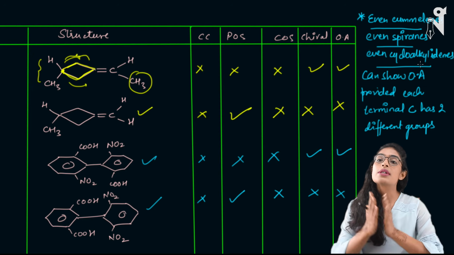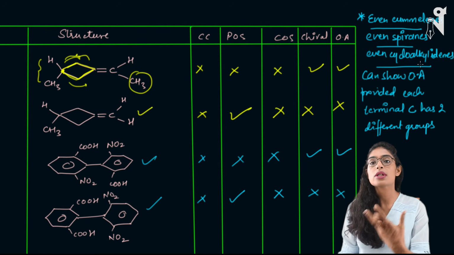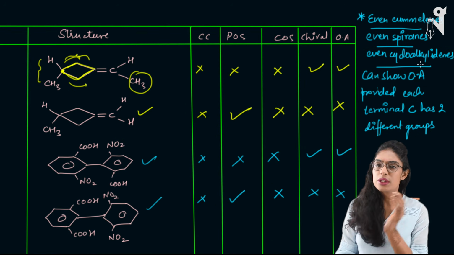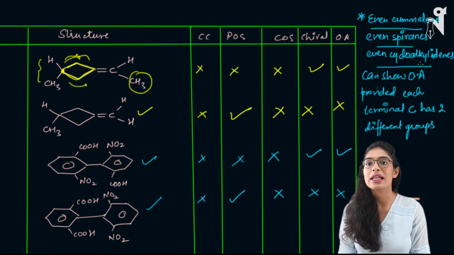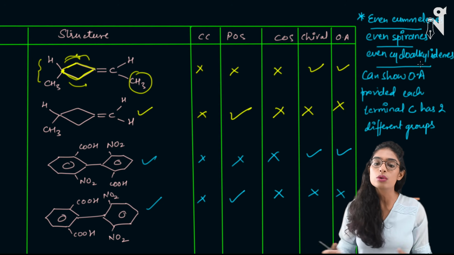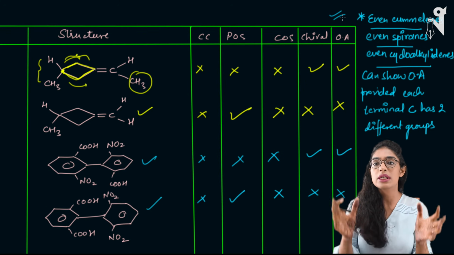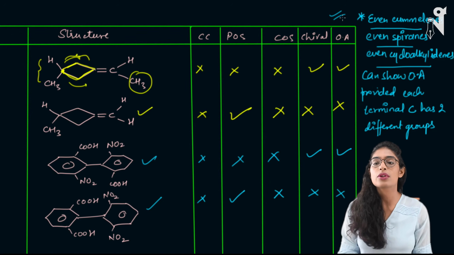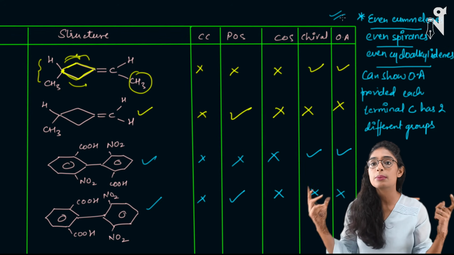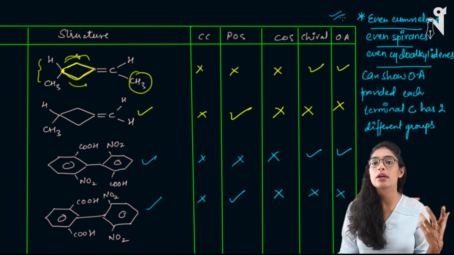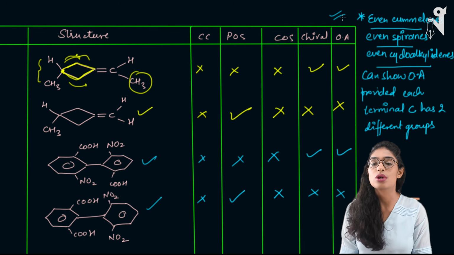If the two different groups are not present there, then at least a POS or COS will be present. COS will not be present, but POS will be, and in that case they will not show optical activity. So you don't have to visualize every time. You can just remember this rule. Whenever you get a question and see even cumulenes, even spirans or even cycloalkylidenes, just look at the terminal carbons and their attachments, and then you can decide whether the compound will give you optical activity or not.